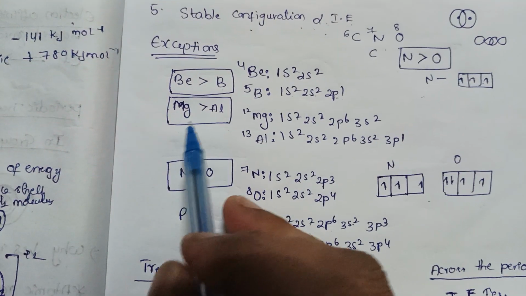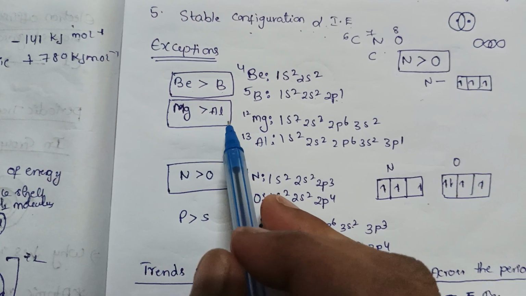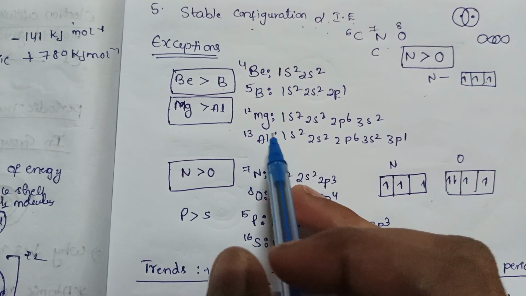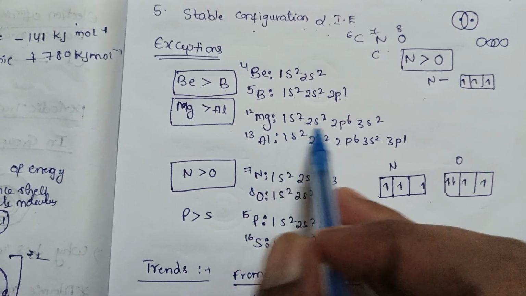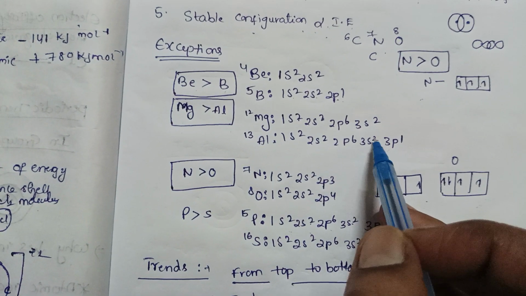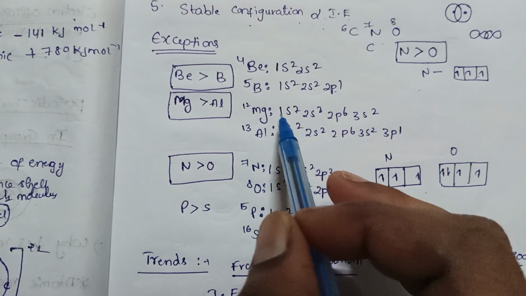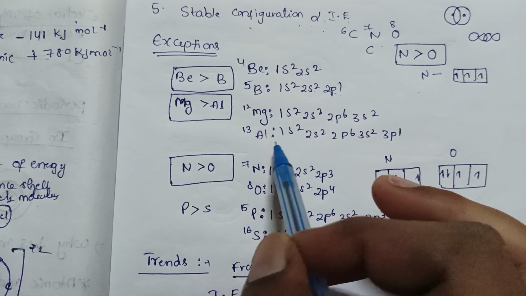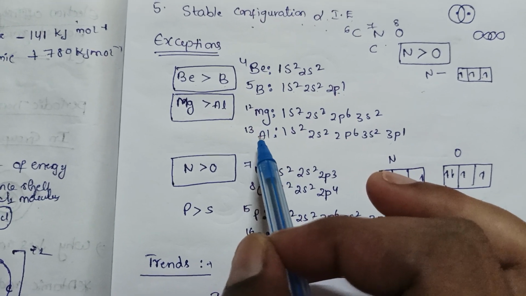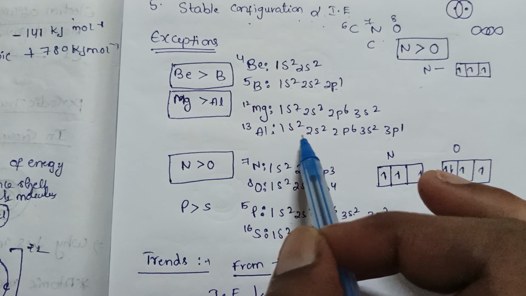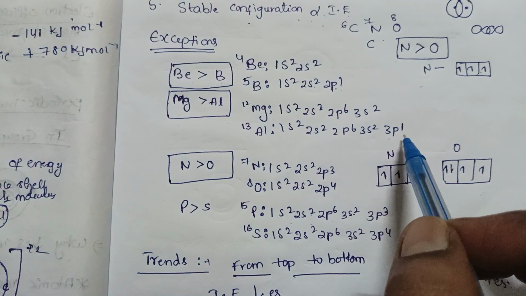The same explanation applies to magnesium and aluminum. The configuration for magnesium is 1s2 2s2 2p6 3s2, because its atomic number is 12. Aluminum's atomic number is 13, and its configuration is 1s2 2s2 2p6 3s2 3p1.